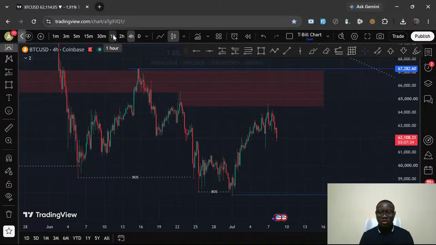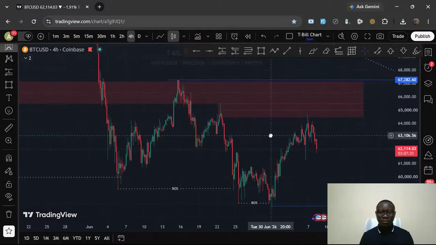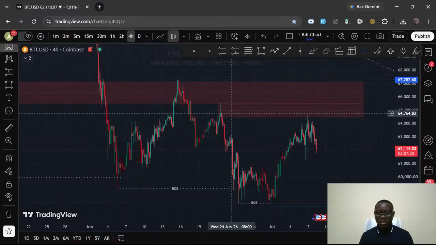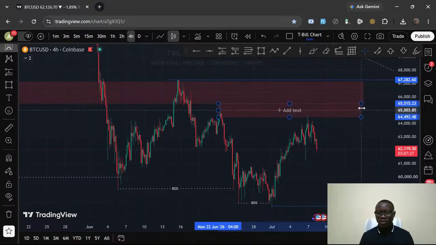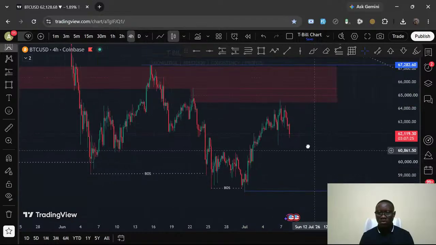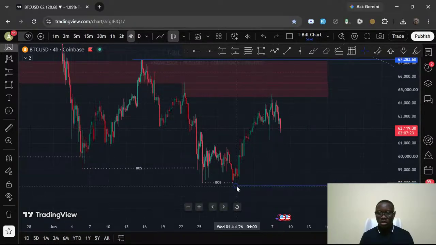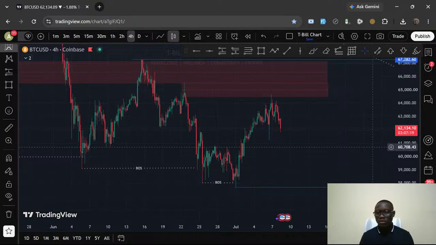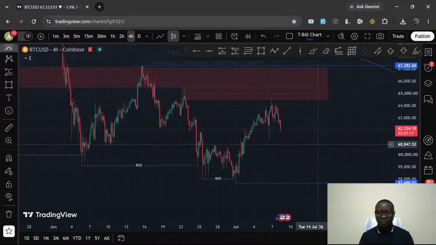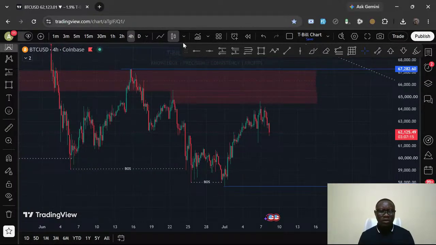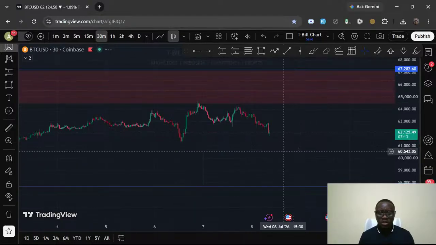Okay, let's drill down to the 1-hour time frame and look for a reversal pattern around this zone. Then we'll look for a potential sell opportunity to sell down to this external sell side liquidity. All right, so let's do that on the 30-minute time frame.